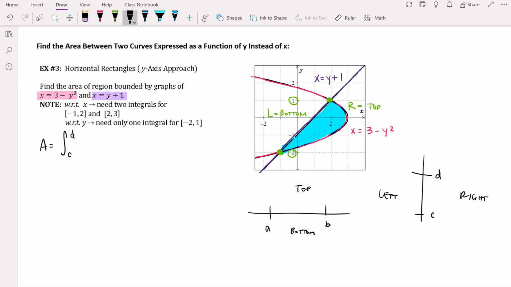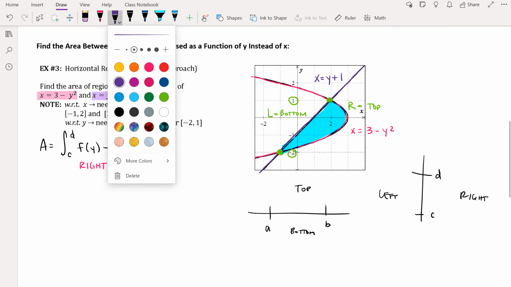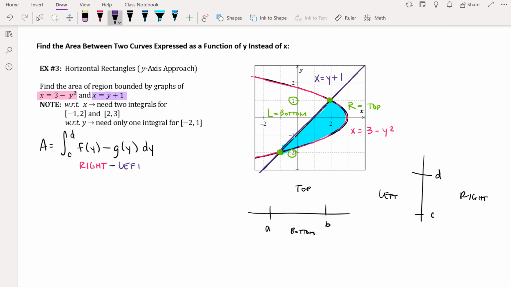And then instead of f of x here, we're going to have a function of y with respect to y. We're going to have f of y minus g of y. Remember, the area needs to be right minus left with respect to y. Please make sure that you note to yourself that this is right minus left. So it won't always be f of y. It's always going to be the right function minus the left function. That's what f and g are.